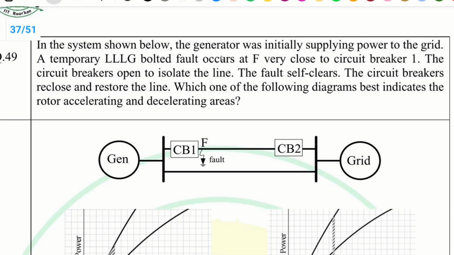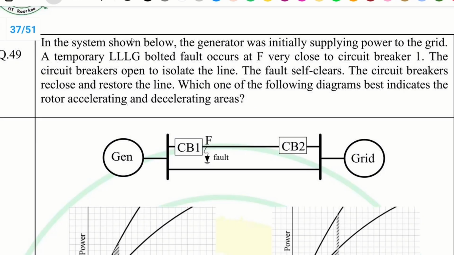before the fault, it is operating at steady state. Then the fault has occurred. Then at the third stage, the fault is cleared, the line is opened. Then the circuit breaker also restores the line. So there are four conditions.